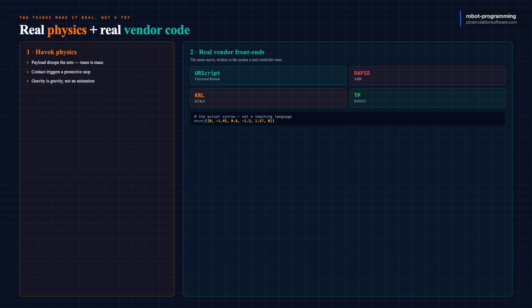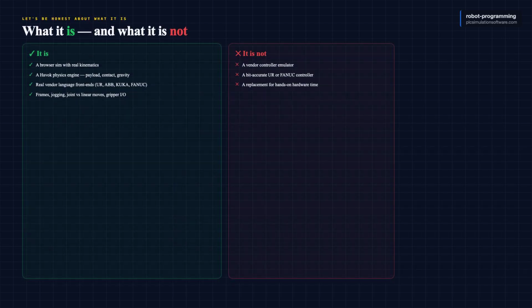Second, the code. You write real vendor front ends. URScript for Universal Robots. Rapid for ABB. KRL for KUKA. And TP for FANUC. The same move can be written in any of the 4. So you're not learning a made-up teaching language. You're learning the actual syntax a real controller runs. That is the difference between watching robot programming and doing robot programming.